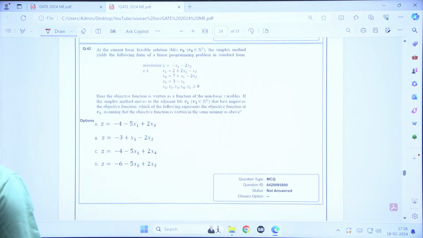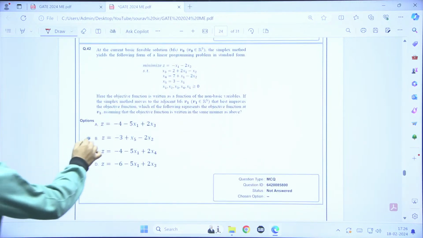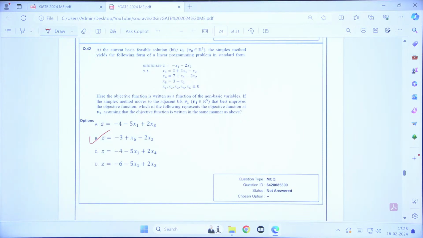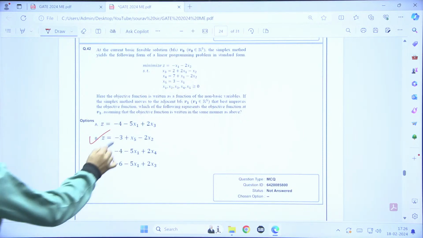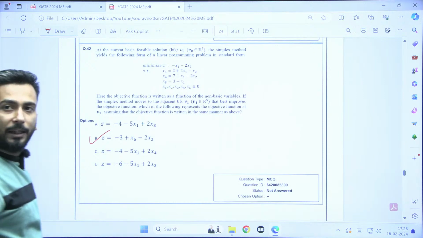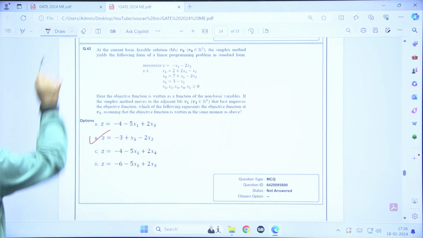Linear programming. The answer for question 42 will be B, that is Z equal to -3 plus x5 minus 2x2. Okay.